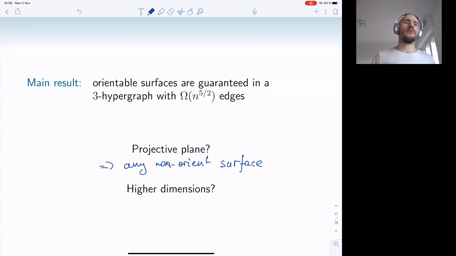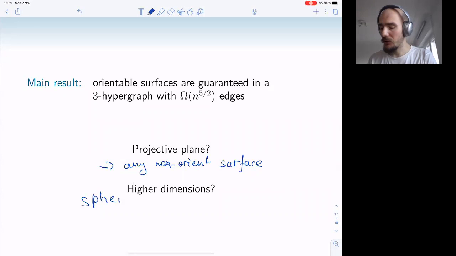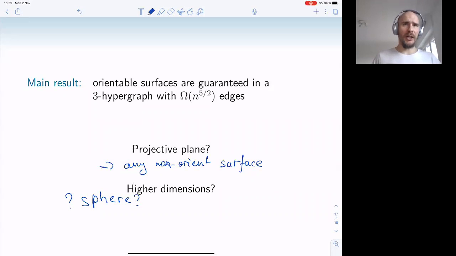The other thing, which is also very intriguing, is what happens in higher dimensions. So instead of 3-uniform hypergraphs, let's look at 4-uniform hypergraphs. And here even the sphere seems to be a difficult case. Even for the sphere, we don't know the threshold. You can come up with a generalization of these double pyramids, but somehow the lower bounds are becoming harder, and it's unclear if this is the right thing. So yeah, I think I'll stop here. Thank you.